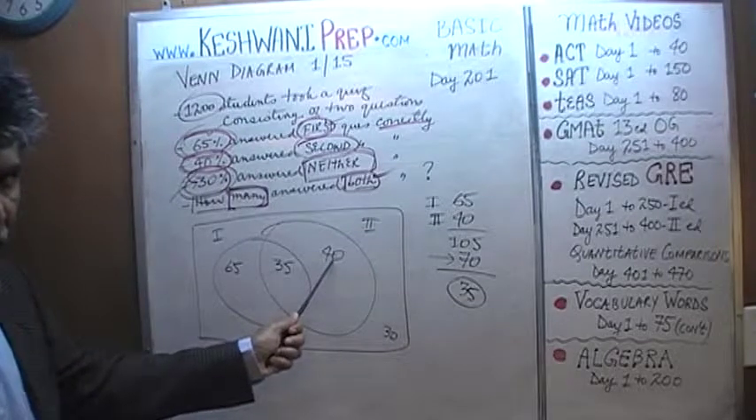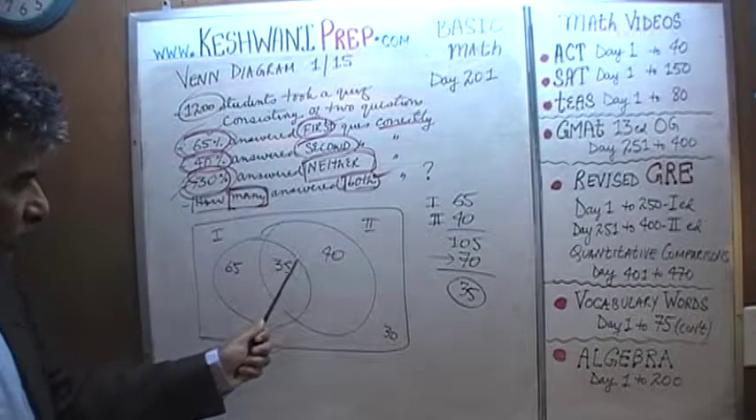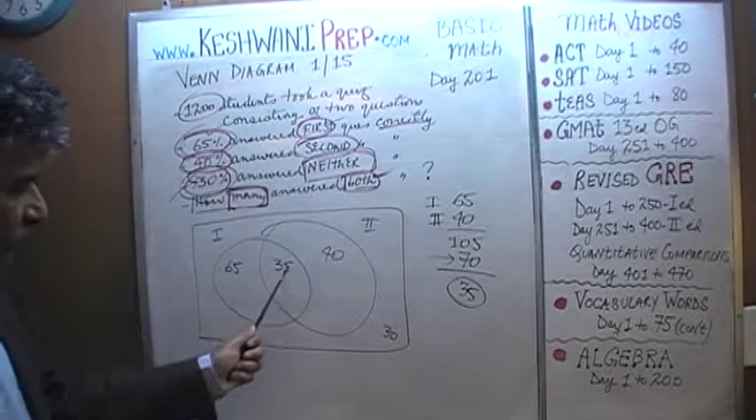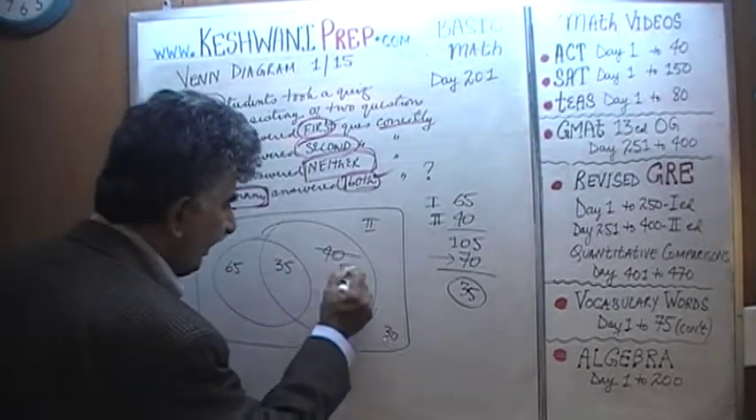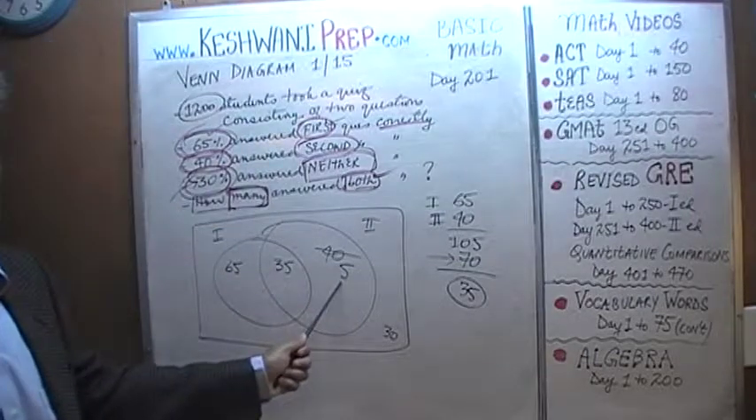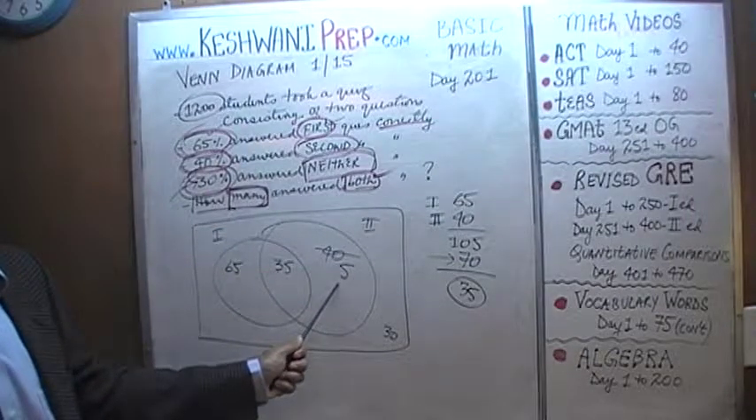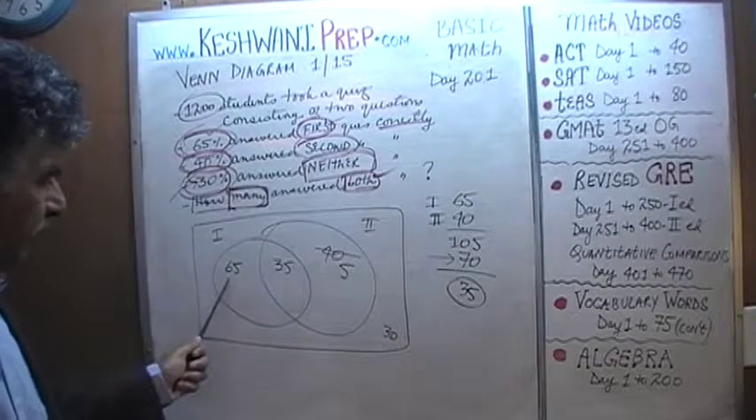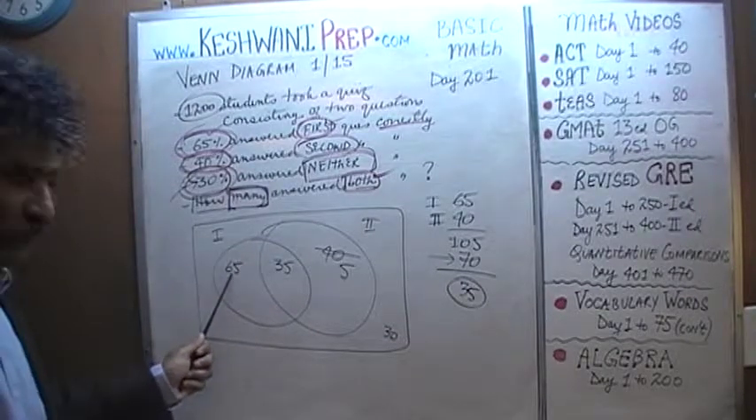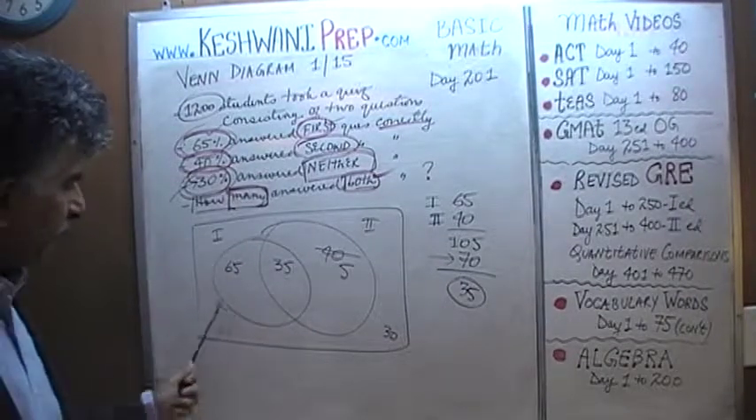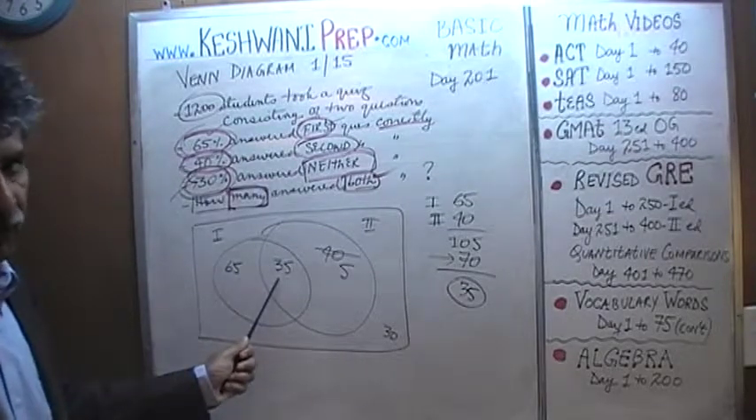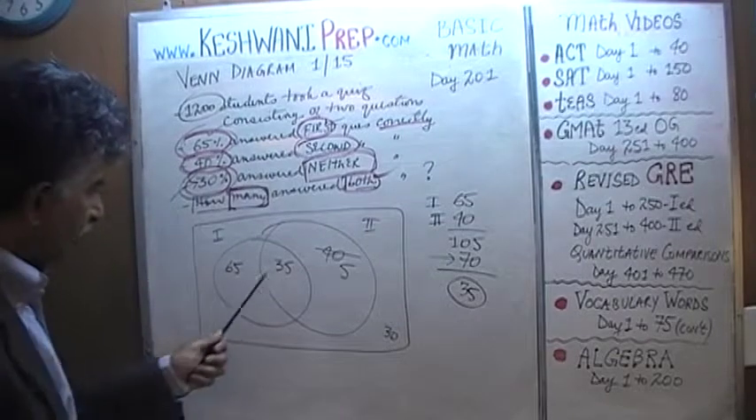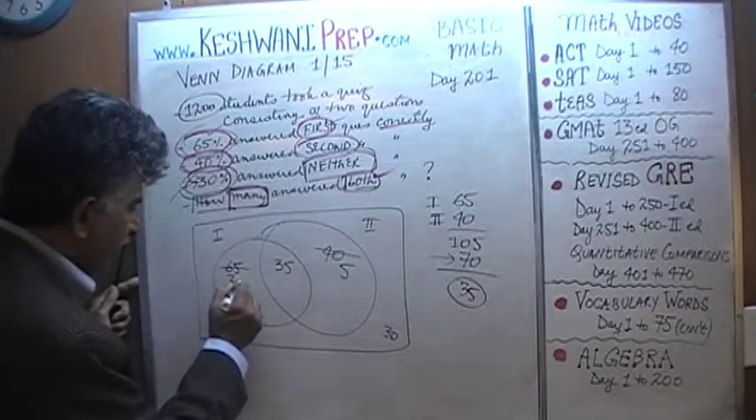Out of these 40 people, 35 of these 40 people also managed to get number 1 right. In other words, there were 5 people who answered only number 2, but not number 1. Similarly here, we had 65 to begin with, 65 people got question number 1 correct. Out of those 65 people, 35 people also managed to get question number 2 correct. As soon as we put 35 there, we have to go back and subtract 35.